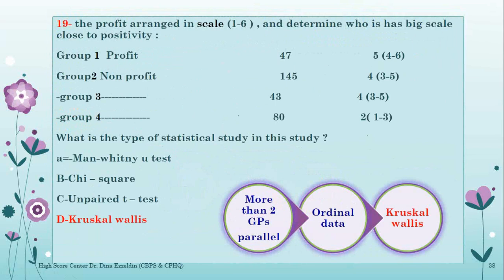The pain is arranged in a scale, so it's ordinal data. Group 1 is expressed in a scale from four to six. Group two is expressed as three and five. Group three, group four. What is the type of statistical test in this study? Here the data is ordinal data. More than two groups, so Kruskal-Wallis.